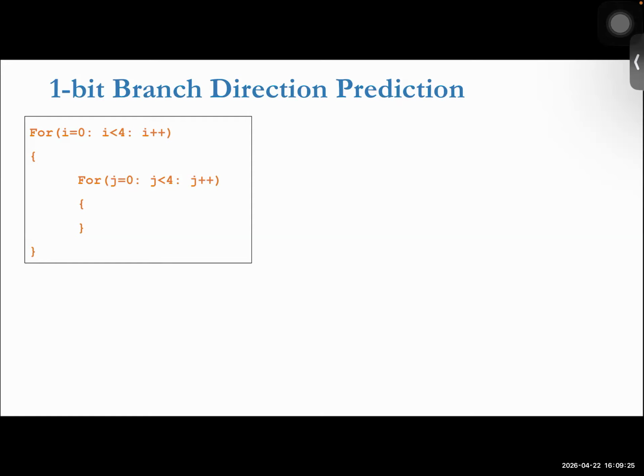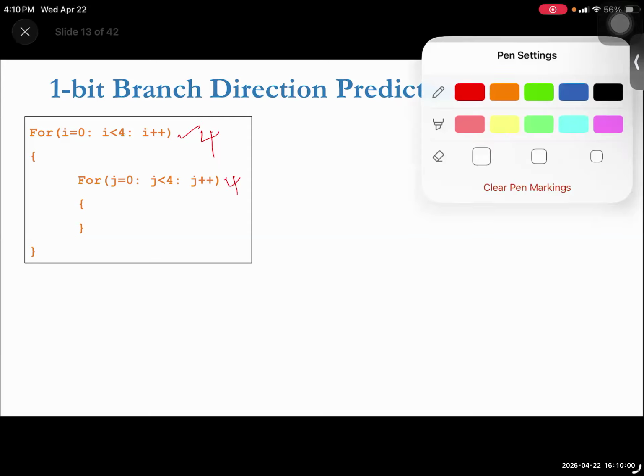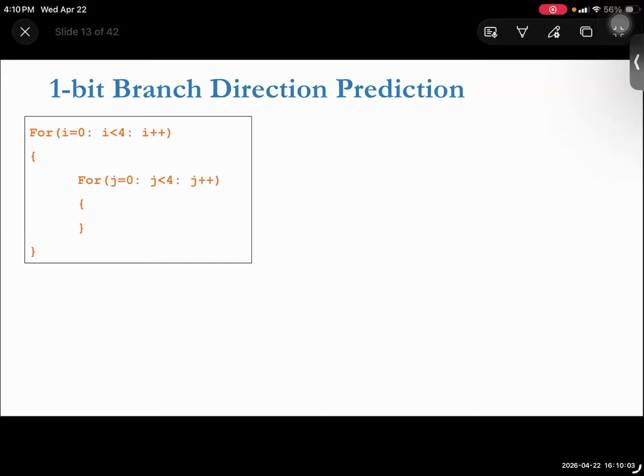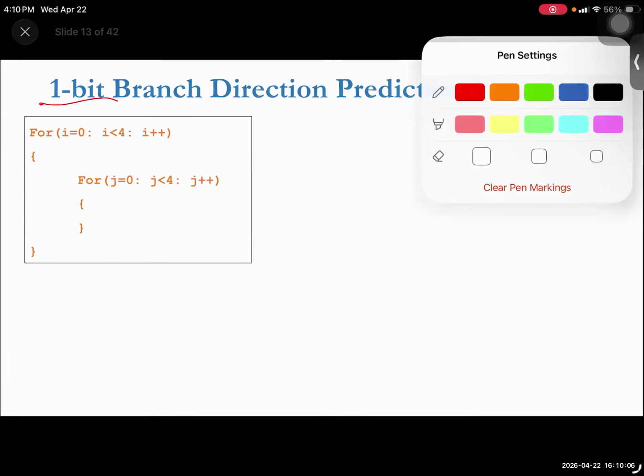If you compile this C code, it will give us the assembly code. In this, the first for loop, where i is equal to 0, will be executed. How many times will it execute? From 0 to 4, so it will execute 4 times. The inner loop will also execute 4 times in the iterations. Then let us see the actual outcome of this branch, and then we'll discuss the 1-bit branch direction prediction.